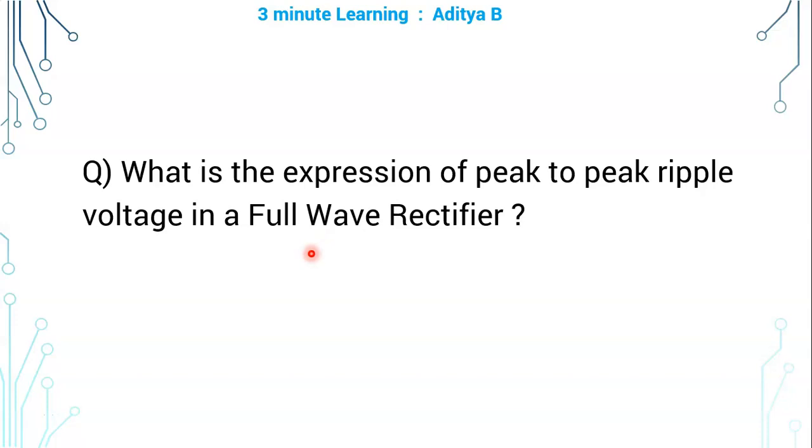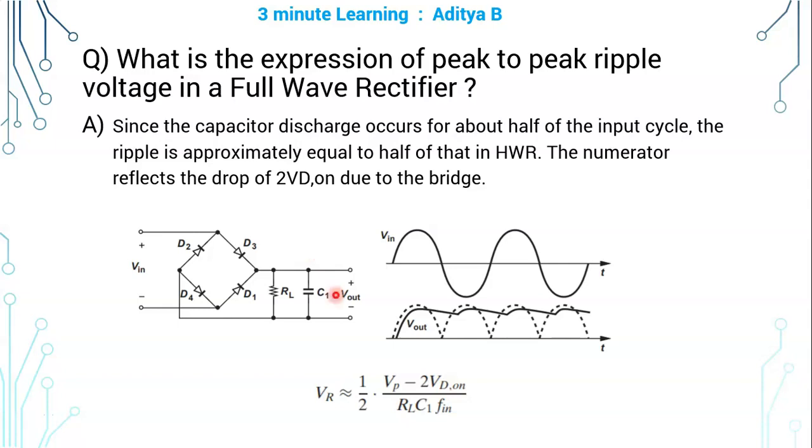What is the expression of peak-to-peak ripple voltage in a full wave rectifier? The difference between the output waveforms of a half wave rectifier and a full wave rectifier is that in the output of half wave rectifier only positive half cycles will be present.